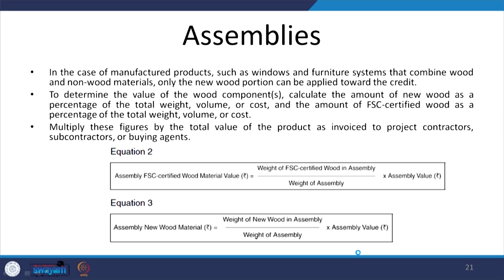If we are talking about assemblies, we will be taking only the part where wood has been used and not calculating the overall value of the assembly. We will only take the wood part of the assembly and then calculate the percentage. So, instead of the total assembly value, we will calculate the total wood part of the assembly and then calculate the FSC certified wood product as a percentage of this total consumption of wood.